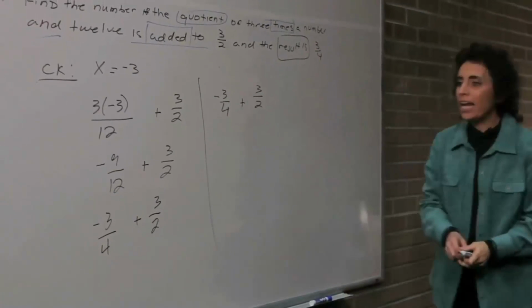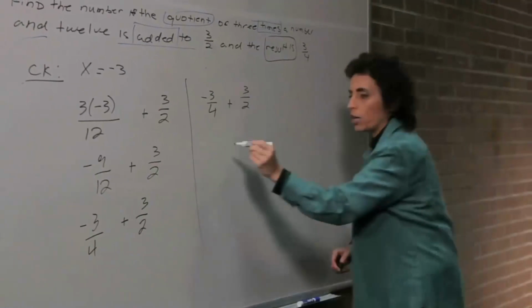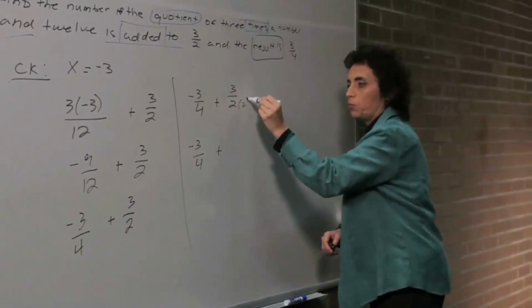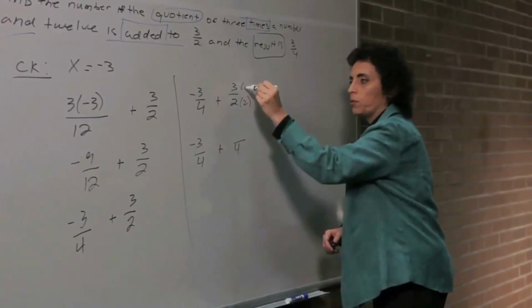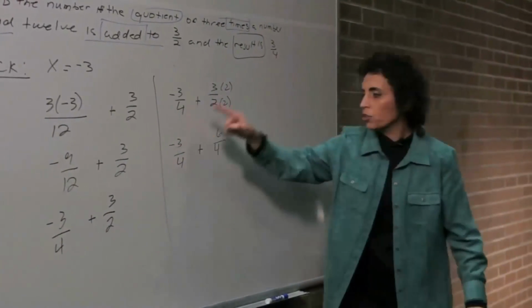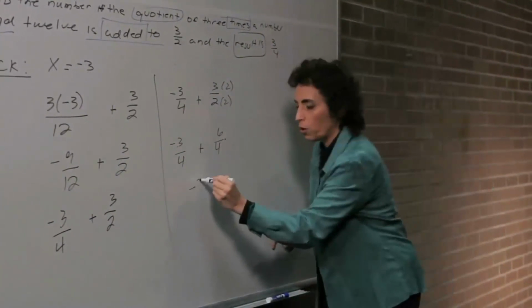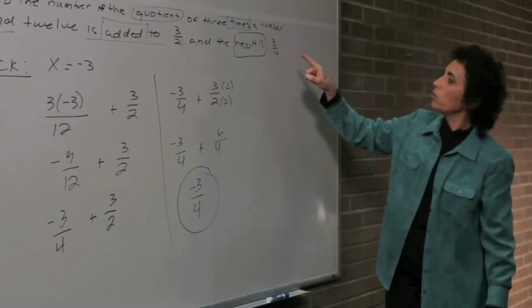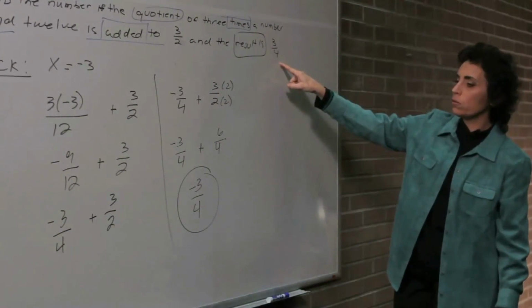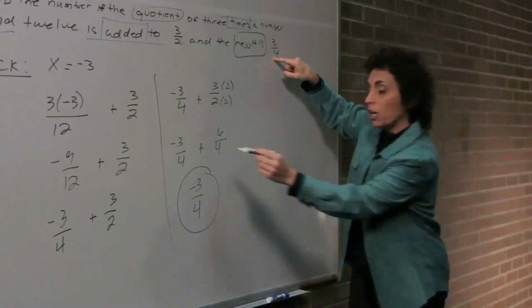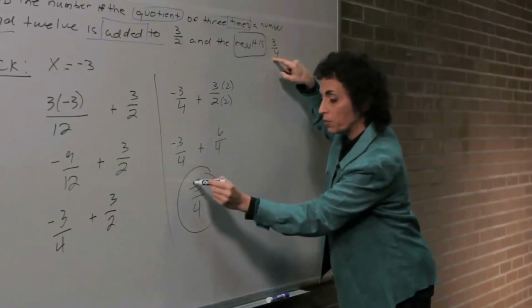Okay, and now we need a common denominator. Our common denominator is 4. I'm going to have to multiply this by 2 to get me that 4, so I have to multiply this by 2, and that's 6. I owe you $3, but I have $6, so I owe you $3. So -3/4, and sorry. See? Thought I got it wrong, but I didn't. Because if I owe you 3 and I have 6, that means I have 3.